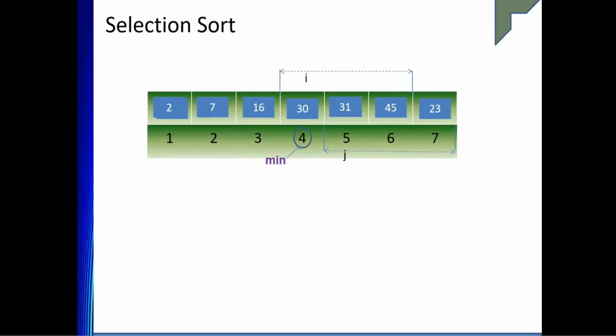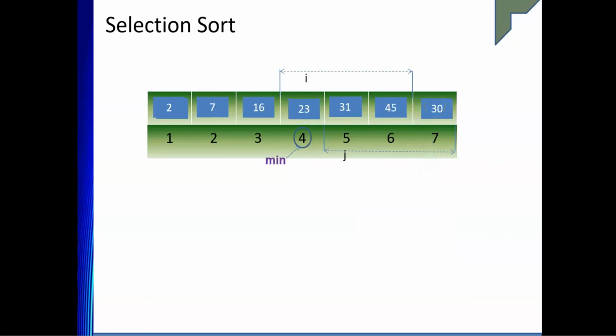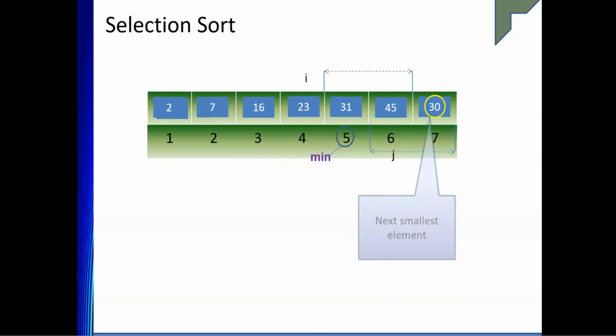Now my minimum is 30. I start comparing 30 with 31, no. 30 with 45, no. 30 with 23, yes, so now my minimum is 23. Again I swap. Next I go for 31. 31 is the minimum considered. 31, 45, 31 is the minimum. Then 31 and 30: 30 is the minimum, so I got it at position number 7. So again I swap.